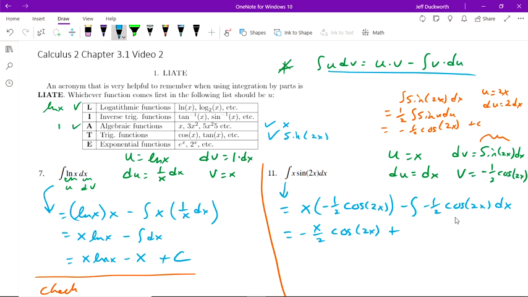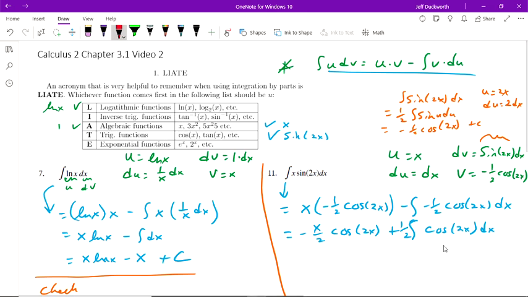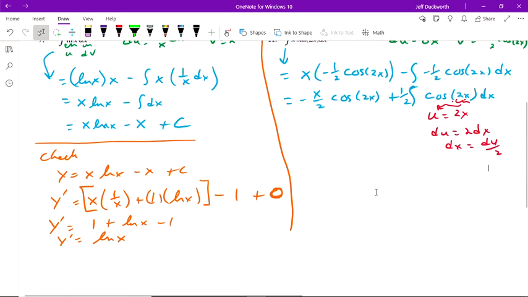And now we need to do another substitution part here. I'm going to take the 1/2 out, and I'm left with cosine of 2x dx. So let me grab another color here. Let's try a red or a plum or something. So here, u will equal 2x. du is 2 dx. We have a 1/2 on the outside, so essentially what this means is dx equals du over 2. We need to put another 1/2 out, essentially.